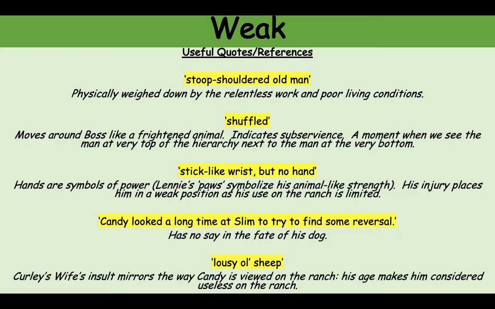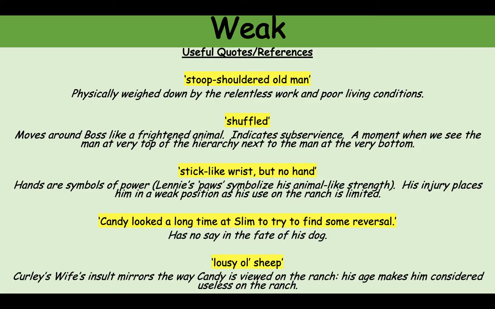We also find out very quickly that he is disabled. He's got a stick-like wrist and no hand. Hands in this novella are often used as a symbol of power. As an example, Lenny's paw symbolises his animal-like strength. So the fact that Candy has no hand really helps emphasise how powerless he is. And of course, practically, this injury places him in a very weak position on the ranch because it limits the use he has for the boss. And power is all about how useful you are in this society.